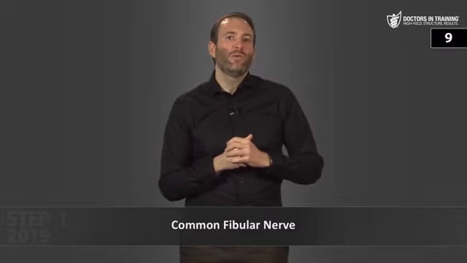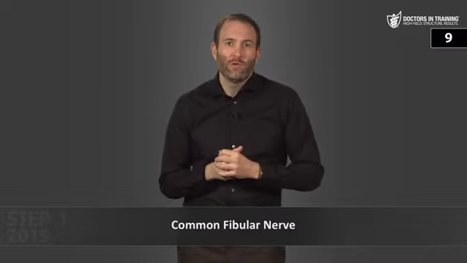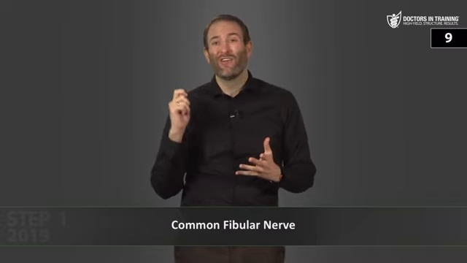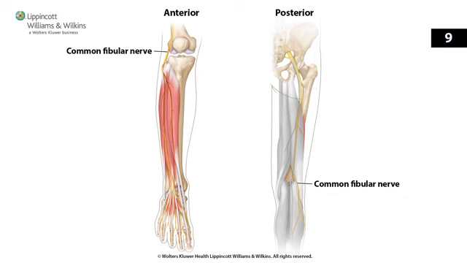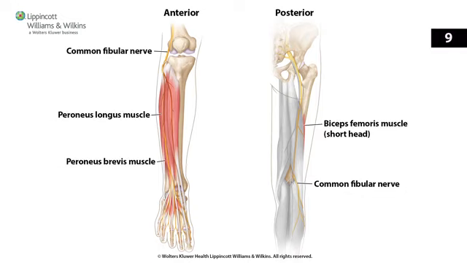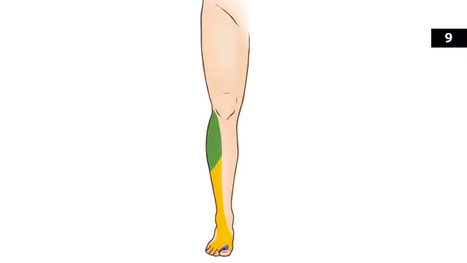Let's move on to the common fibular nerve. The common fibular nerve is also known as the common peroneal nerve. You might actually hear peroneal a little bit more often. So the common fibular nerve innervates the peroneus longus, the peroneus brevis, and the short head of the biceps femoris muscle. So this nerve is going to give rise to the lateral sural cutaneous nerve and the superficial fibular nerve. Sensation is the lateral lower leg and the top of the foot this time.